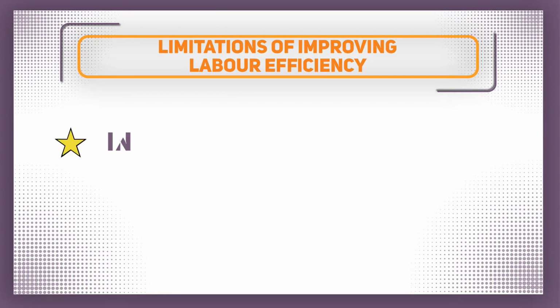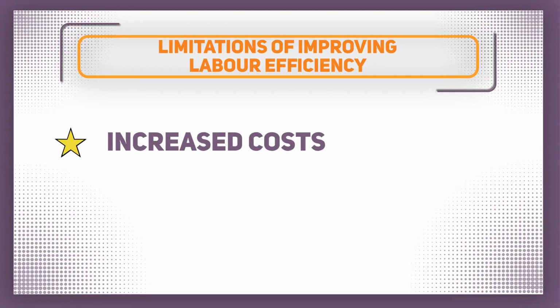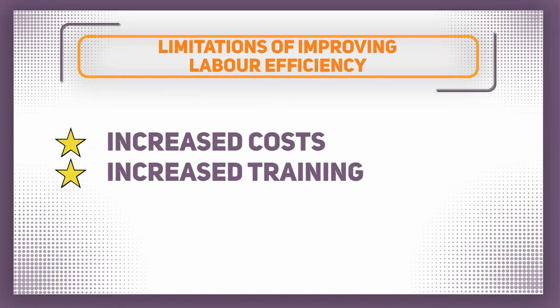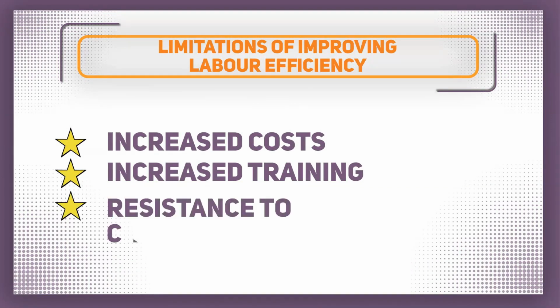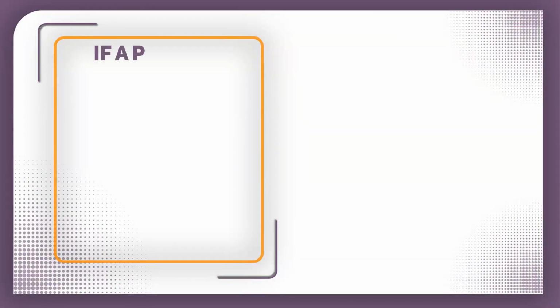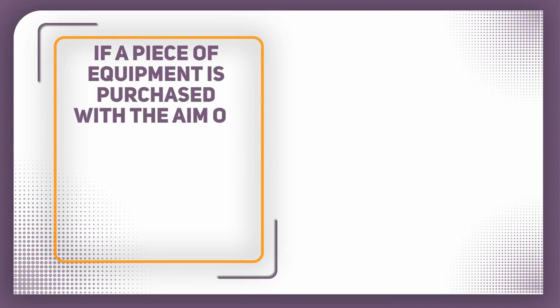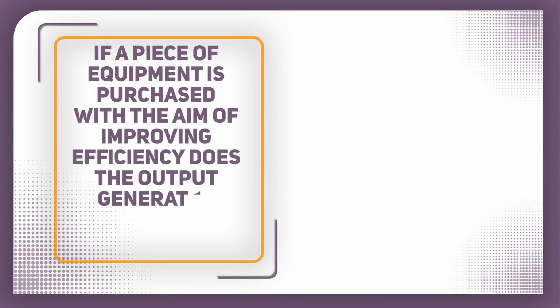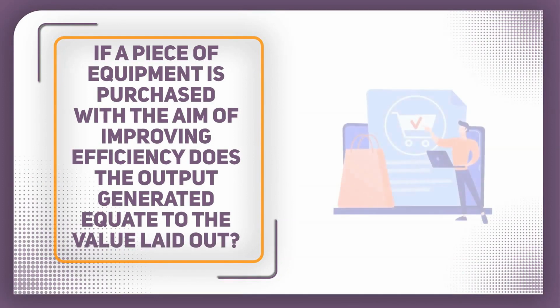When it comes to labour, the business will need to weigh up whether the cost of training offsets the benefit from increased labour productivity. It's also important to note that not all staff will be happy about receiving training. They may be resistant to any changes, or they may only be prepared to undergo training if it leads to higher wages for them. With capital productivity, the business needs to consider, do the investment costs offset the gains from greater efficiency? If a piece of equipment is purchased with the aim of improving efficiency, does the output generated actually equate to the value that was laid out to purchase the equipment?